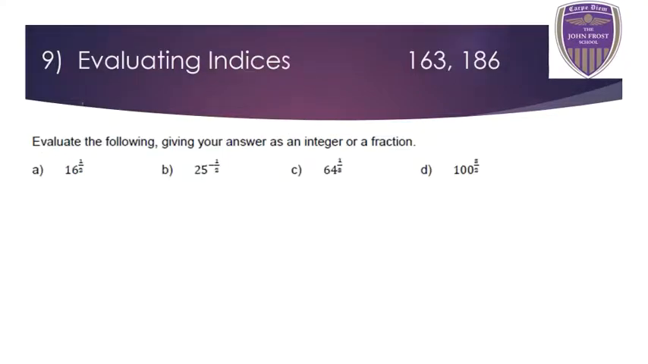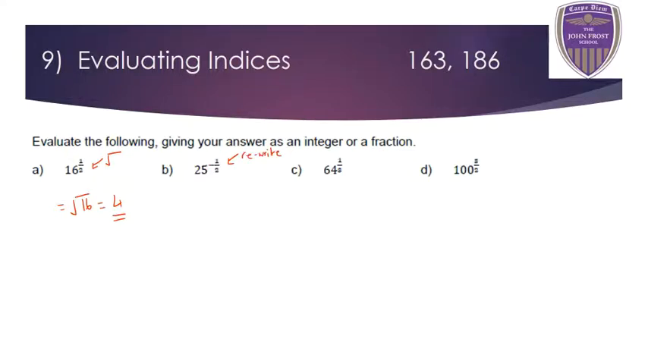Okay, then. Well, section 9 is all about how we evaluate an indice. So it's just remembering the rules really for these. We're being asked to give our answer as an integer or a fraction. So if I've got a power of a half, then a power of a half is the same as square root. So 16 to the power of a half is asking me to calculate the square root of 16, which is 4.